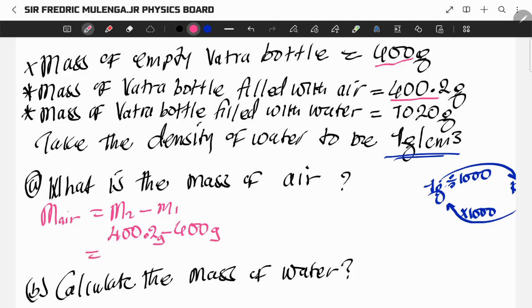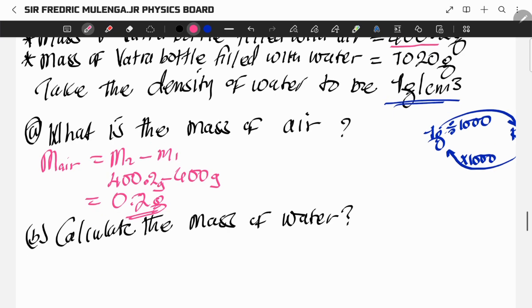So what do we get? Go ahead and do the math there. We'll find that the mass of air is just 0.2 grams. Just like that, you are done with the first one.